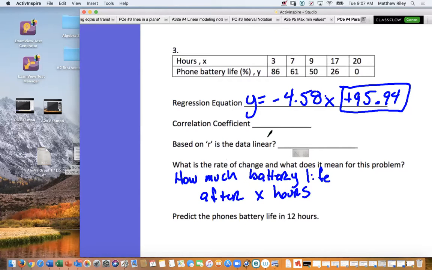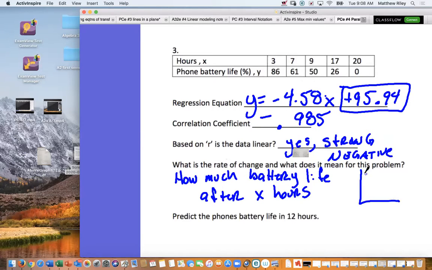By the way, the R value was negative 0.985. So is it linear? Yes, but what's the correlation? It is a strong negative correlation, which means if we were graphing this, it has a negative slope. It looks like this: it goes from 100% all the way down to 0%.